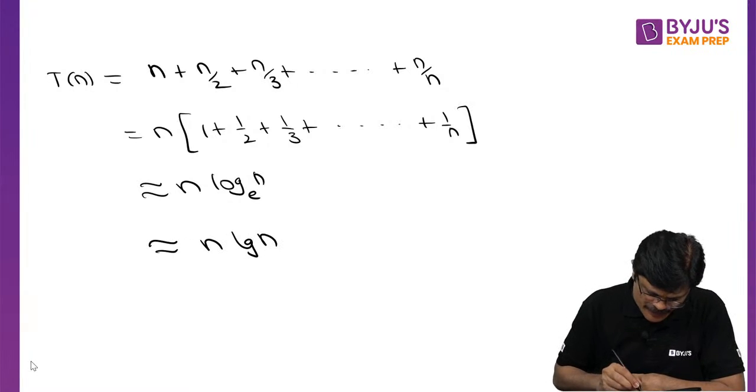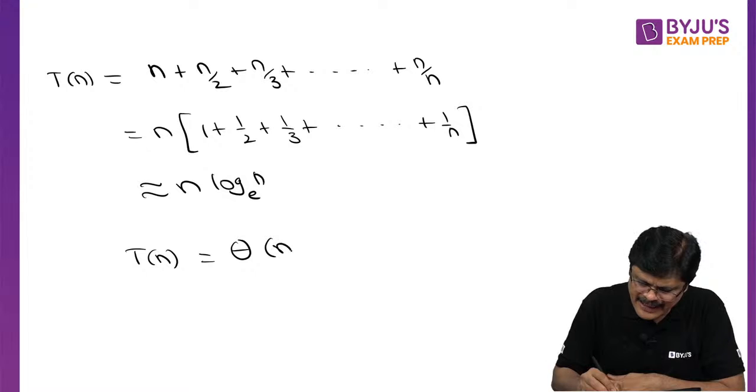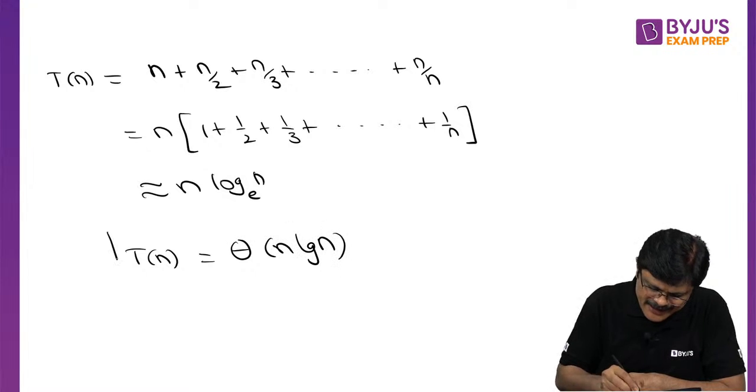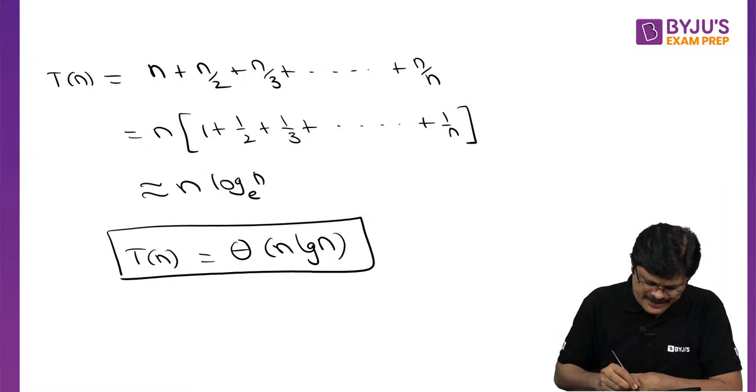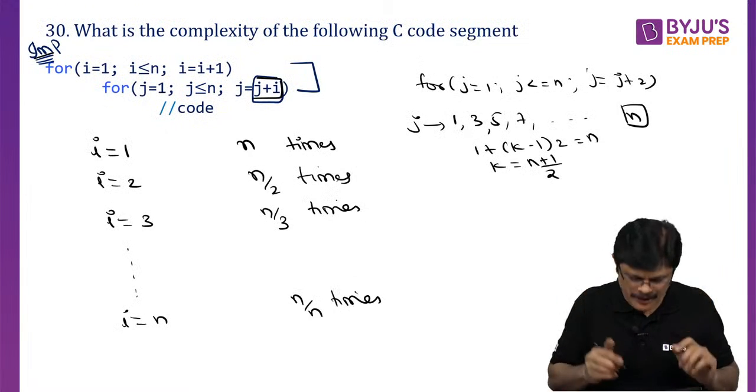And you can write theta notation for this. You can happily write theta notation for this. Therefore, T(n) is equal to theta n log n. And that is the complexity, my dear friends. You can remember it as a formula also if you want.